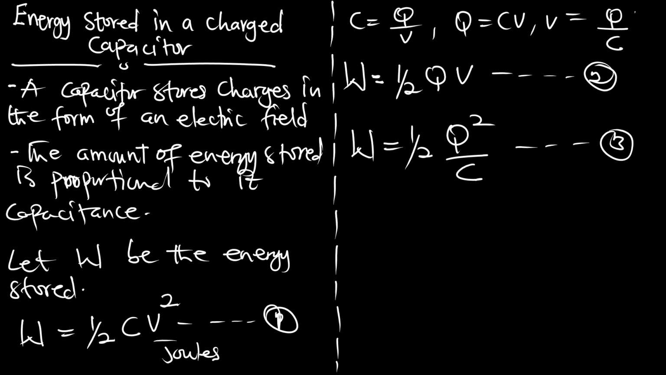So any of these equations can help you find this energy stored in a charged capacitor, which is very simple, and it is in joules. We are going to write J. Are we okay? So straight away, let's solve some simple examples on this and look at how it is going to be.